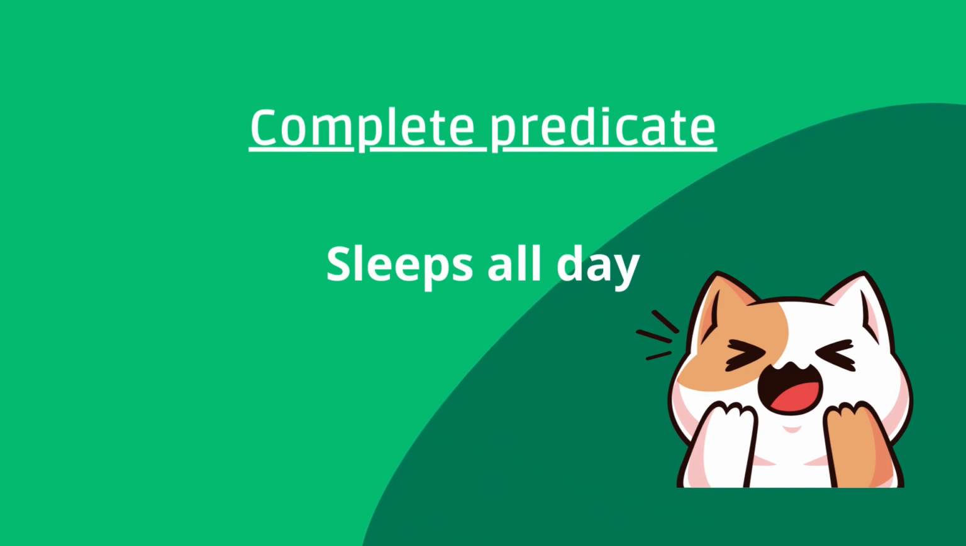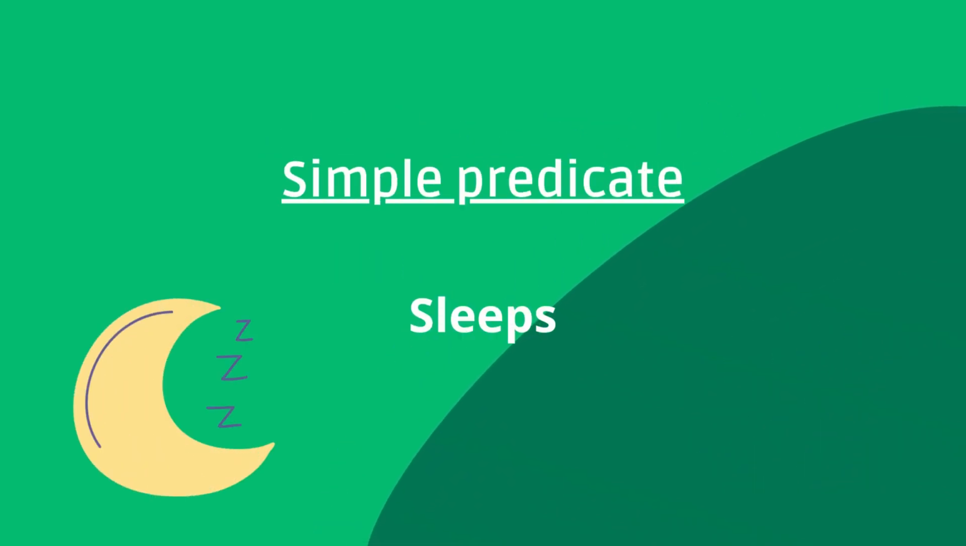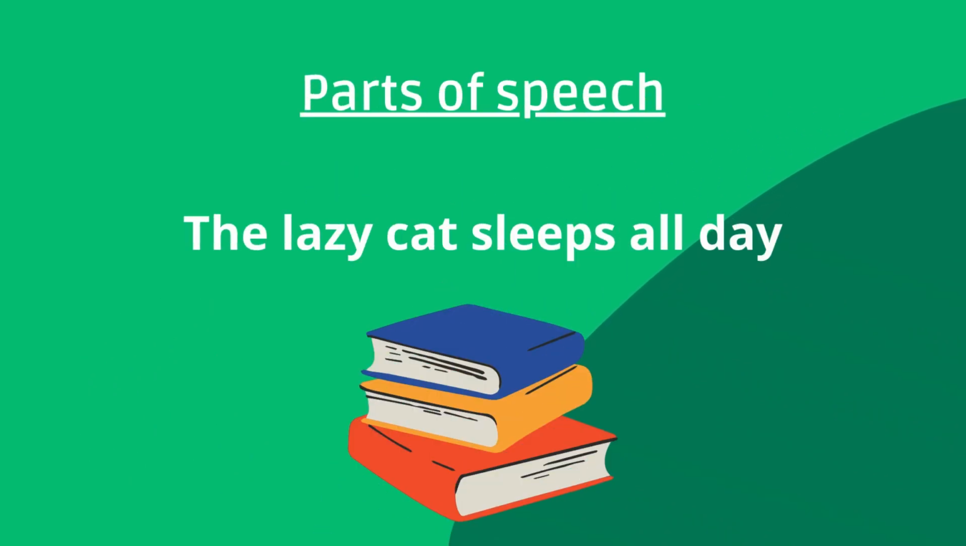The complete predicate of the sentence is sleeps all day, and the simple predicate is the verb sleeps. And the parts of speech: we have the article the, a definite article. We have the adjective lazy describing the cat. The cat is a noun, the head of the noun phrase. We have the verb sleeps. We have the adjective all, and we have the noun day.